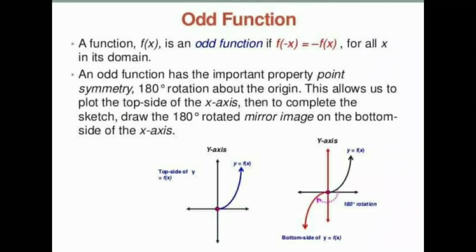Okay, so next is the odd function. How do we say a function is odd? If a function is given f(x), y is equal to f(x), it is said to be an odd function. f(x) is an odd function if f(-x) is equal to -f(x). If both values are equal, then we say this is an odd function.